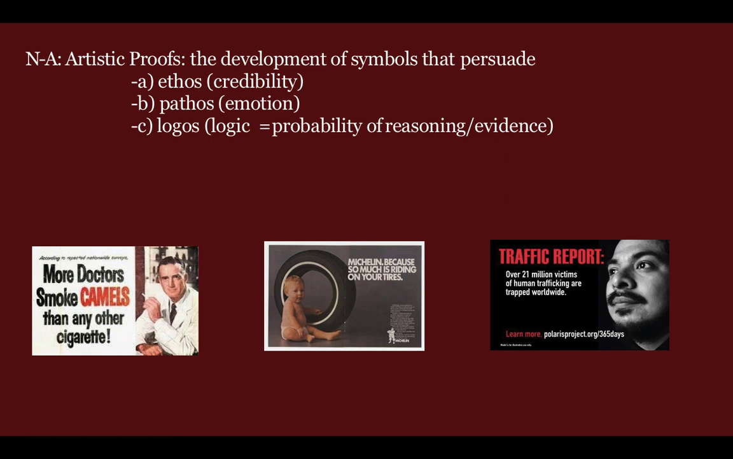Then the next one is pathos, is emotion. Everybody likes a cute baby. So you throw the baby on there next to the tire and you're thinking like, oh, how cute. That's an appeal to emotion that will help you make a decision to make a purchase. And then logos is logic. Traffic report. Over 21 million victims of human trafficking are trapped worldwide. Learn more, right? So this is logic, this third picture. Get involved because it makes sense.